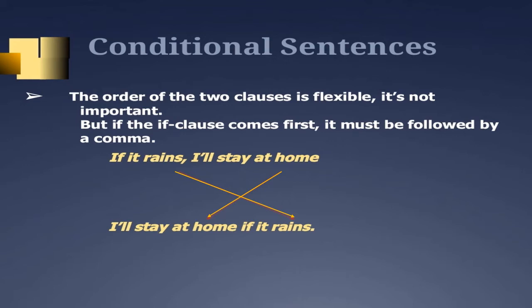The important thing to notice here is that the order of the two clauses is flexible. It is not important, but if the if clause comes first, it must be followed by a comma. For example, if it rains, I will stay at home. And now if we start with the main clause: I will stay at home if it rains.